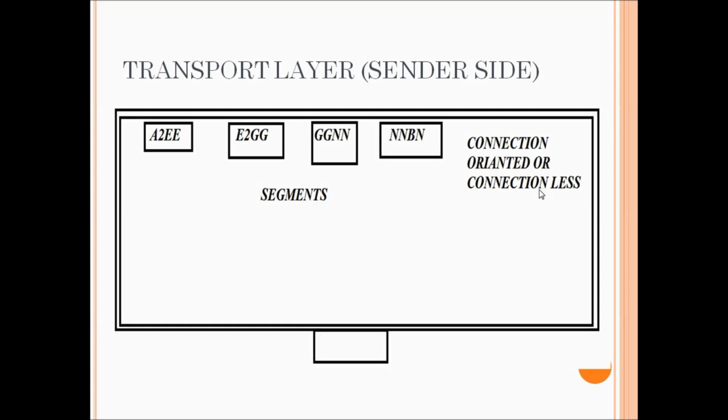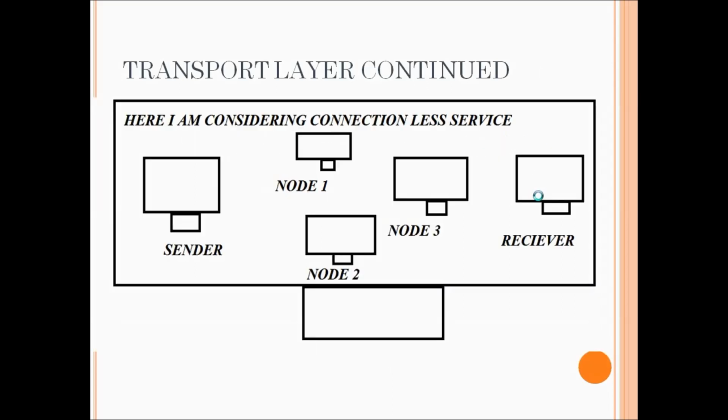Here in this example I am taking connectionless. See, here the sender is there, the receiver is there. Between the sender and the receiver there will be so many nodes. Here the sender can select node 1, node 3 or node 2 and pass his information. This is taken care of by the transport layer. So obviously the sender can choose the shortest path here to send the information.